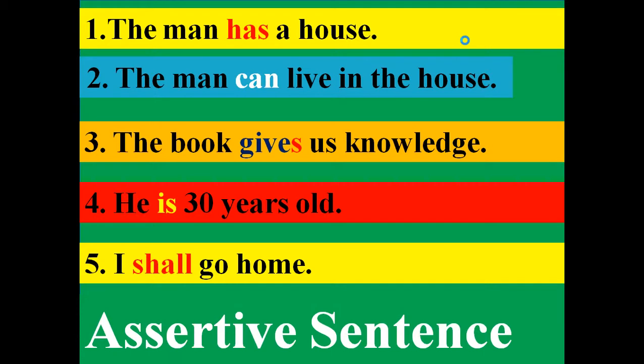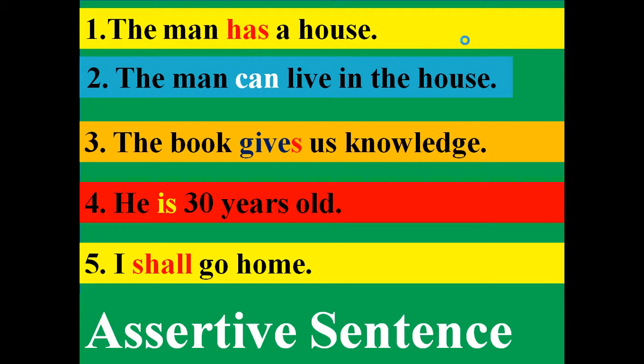Try to guess, dear students, and read out these sentences. Number 1, the man has a house. Number 2, the man can live in the house. Number 3, the book gives us knowledge. Number 4, he is 30 years old. And last, number 5, I shall go home. So, dear students, these are assertive sentences.